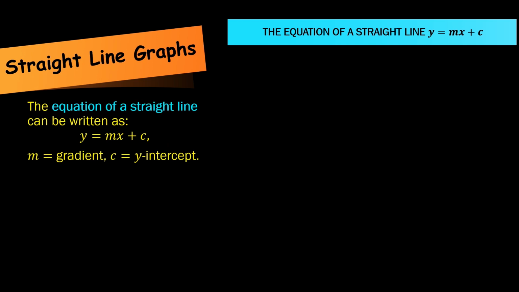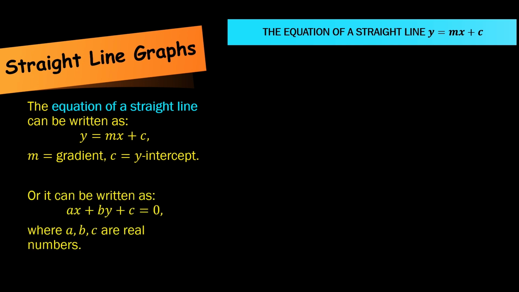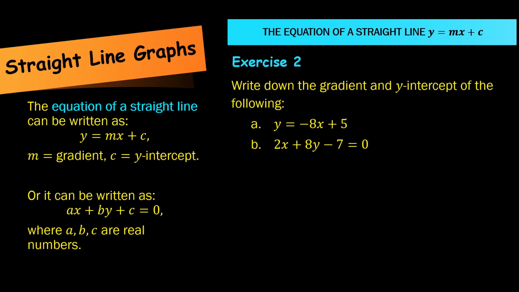Now let's discuss straight lines. The equation of a straight line can be written as y equals mx plus c, where m is the gradient and c is the y-intercept. Or it can be written as ax plus by plus c equals 0, where a, b and c are real numbers. We will now proceed to find the values of the gradient and y-intercept for the equations shown in exercise 2.